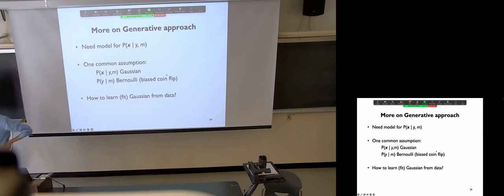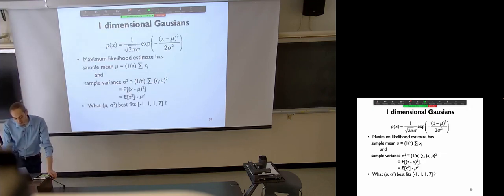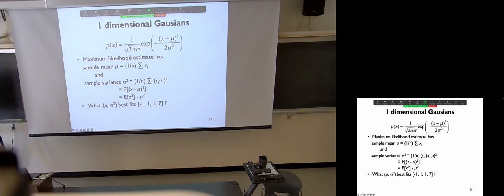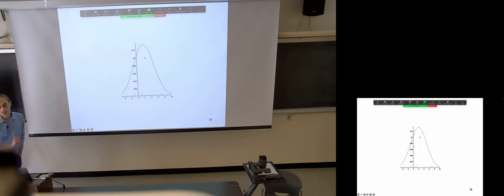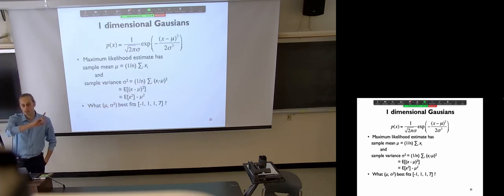So the next question is, how do we learn or fit a Gaussian distribution on data? This is for a one-dimensional Gaussian. This is the probability density function of the Gaussian. This is again an expression I hope most of you have seen before. Which of you have seen this before, have worked with this? Okay, so roughly 60-70%.